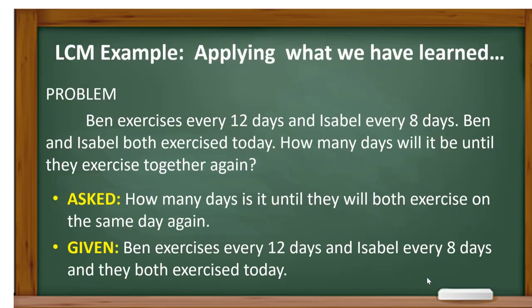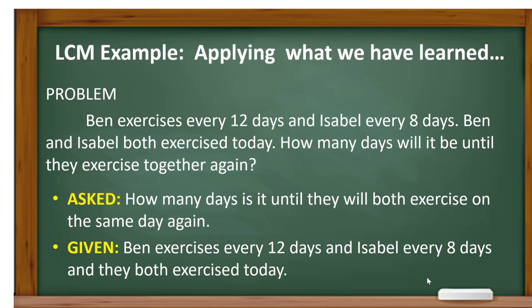Let us have an example. Ben exercises every 12 days and Isabella or Isabel every 8 days. Ben and Isabel both exercise today. How many days will it be until they exercise together again? What is being asked? How many days it is until they will both exercise on the same day again?